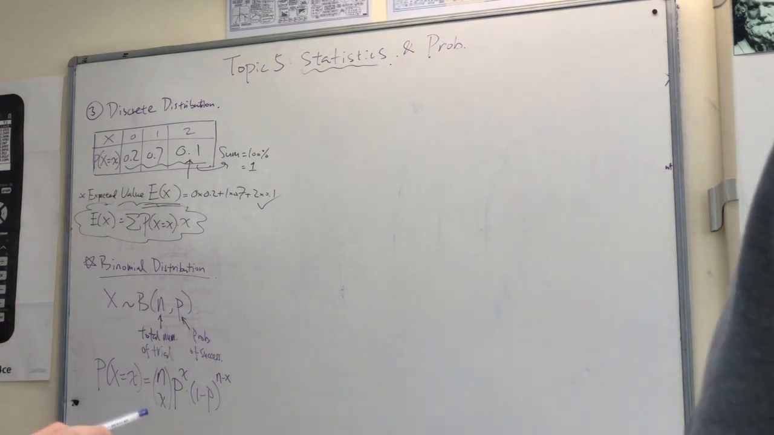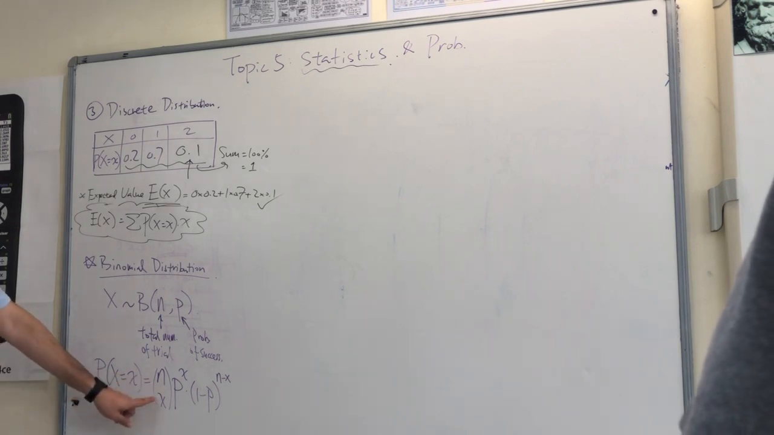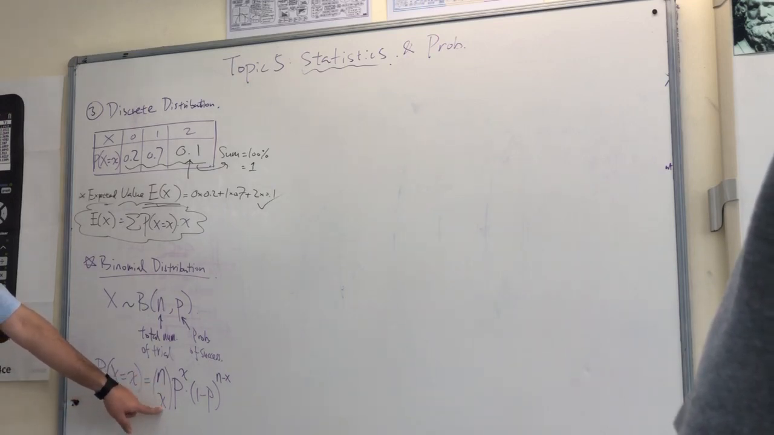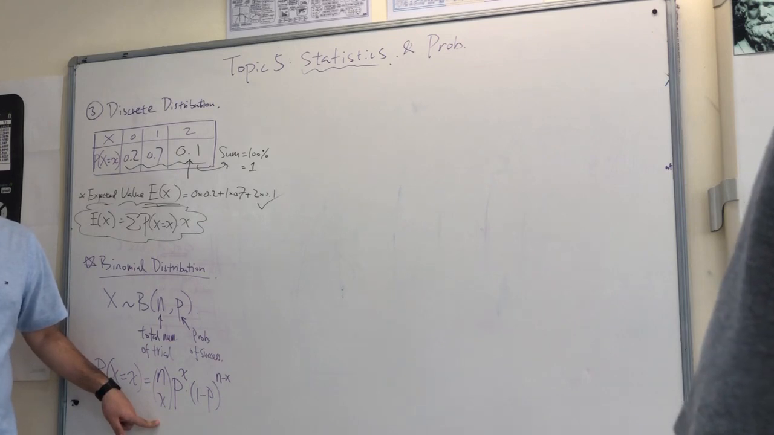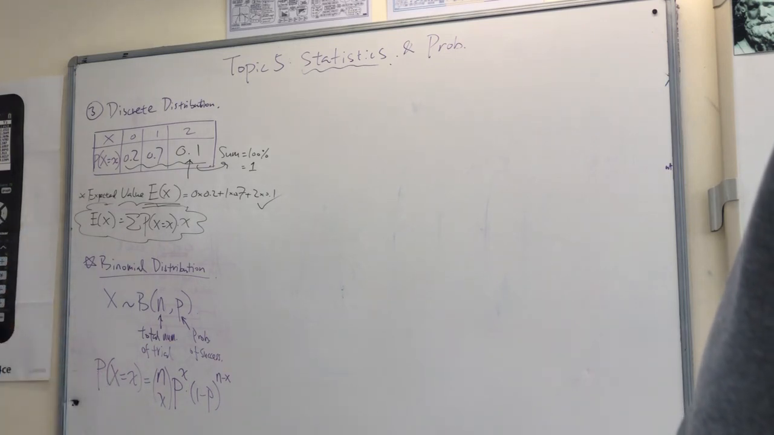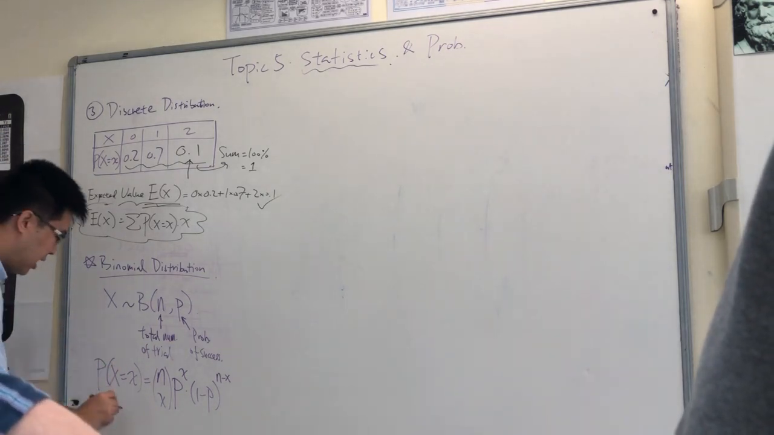Yes, Aaron, question? So what's binomial coefficient? We don't have binomial coefficient. You're talking about this one? What does that mean? There's an exam I have that question. No, it's nCr. It's the combination. So this one is nCx.